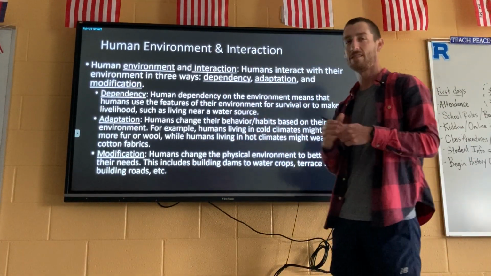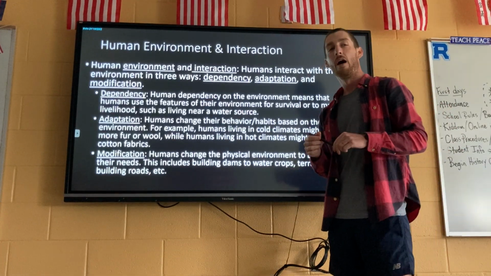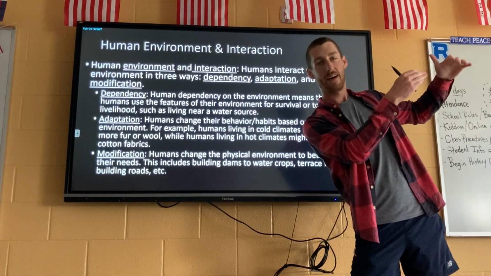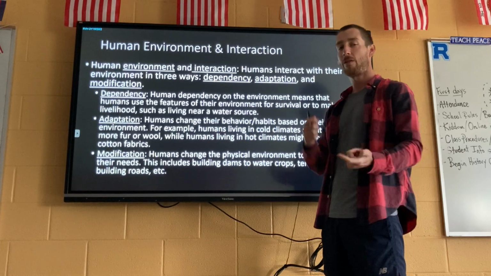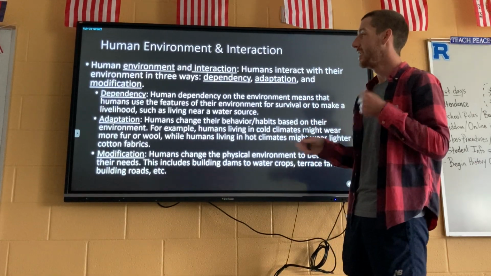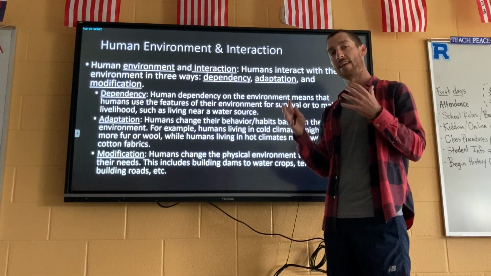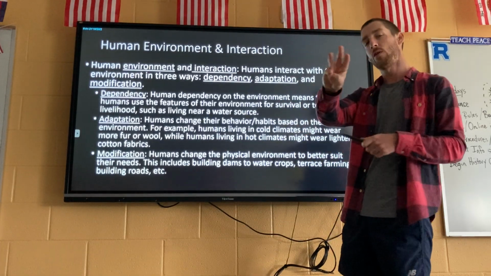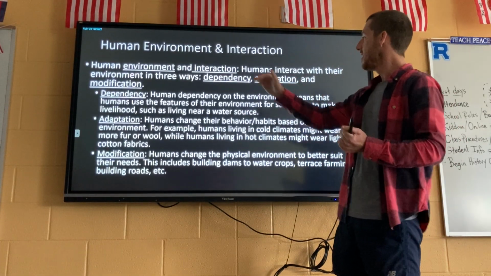All right, human environment and interaction. Okay, there are three parts of this, and this is actually super easy too. Basically, it's what's outside, what is the land like, what is the environment like, what's the climate like, and how do humans deal with that, and how do we work with it, okay? So there's three ways, and it's just basically vocabulary.